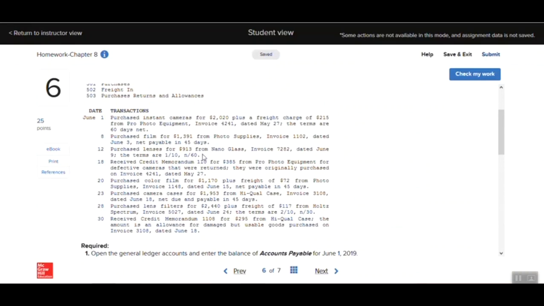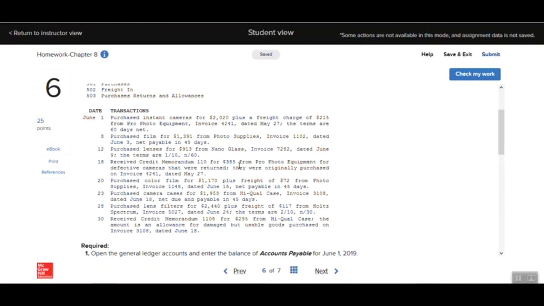All right, the next one says receive credit memorandum for $385 from Pro Photo Equipment for defective cameras, and they were originally purchased on invoice 4241 dated May the 27th. So that was up here on June the 1st that we recorded that. So they sent us some defective cameras. We've sent them back, and they're going to credit us $385.